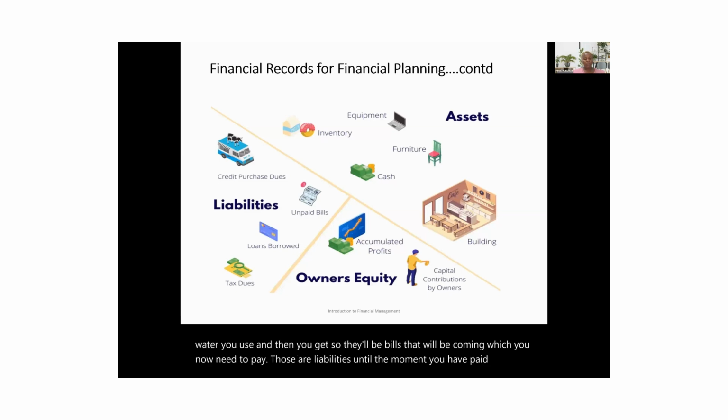You'll also borrow some money. It can be in the form of an overdraft or a short-term loan. It can be taxes due. Remember, you pay taxes after a certain period after you've done some trading. So those are liabilities. And then in this other quarter here, we have what the owner put in the business. You must have a record of that.